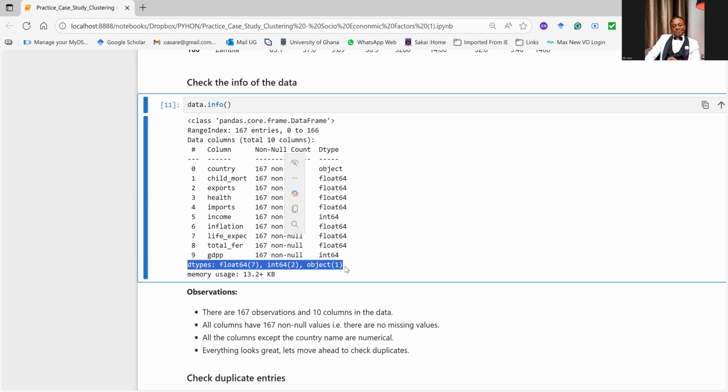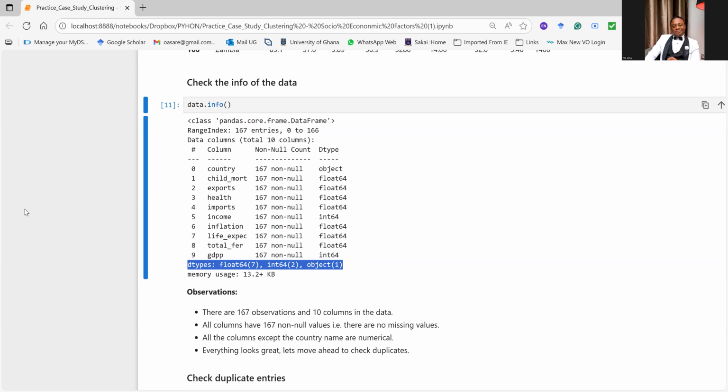And based on this, you know that 7 of them are float, 4 of them are integers, and then 1 is unknown. Who can tell me which is the object? Who can tell me which one is the object? Oh, it's even on the right side here, so you can easily see them.